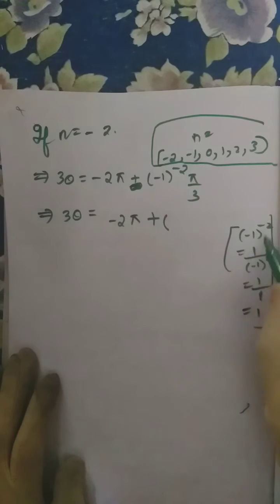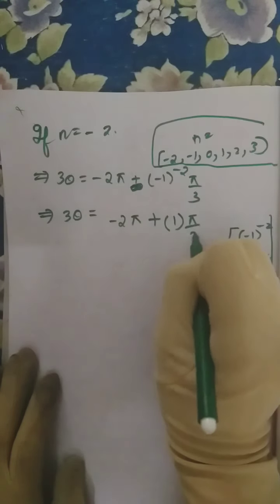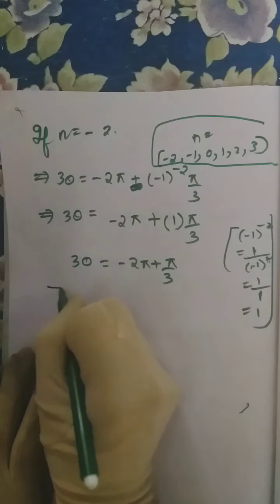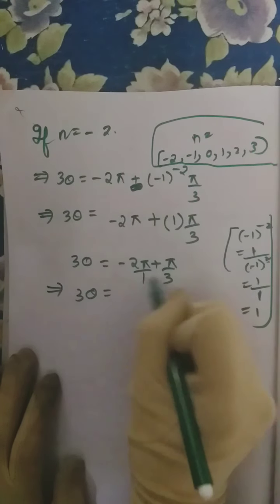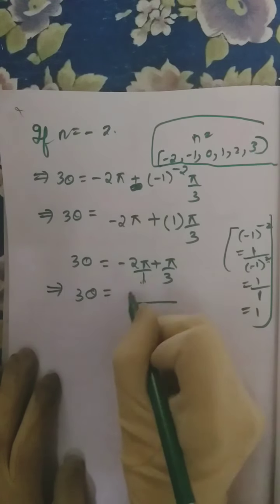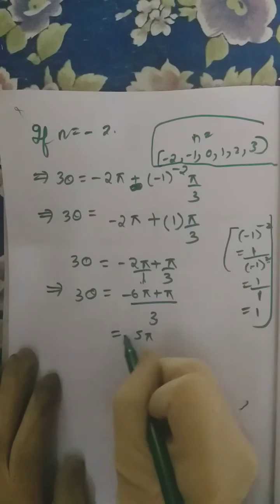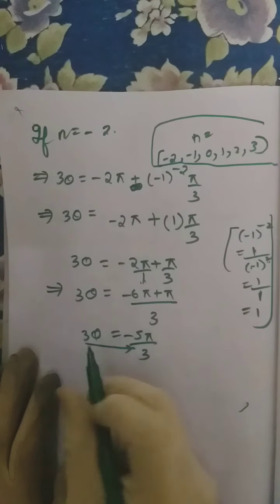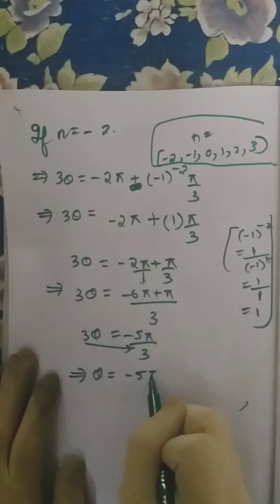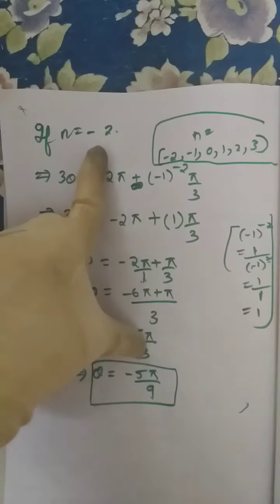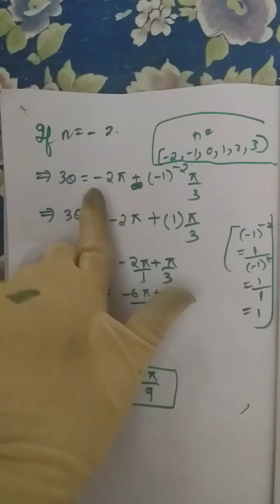So we got minus 1 power minus 2 value is 1. But how did I get this? A power minus n is 1 by a power n, that is positive n. So here I got 1 into pi by 3. So I got minus 2 pi plus pi by 3, that is equal to 3 theta. Solve this: LCM of 3 and 1 is 3. 3 divided by 1 is 3, 3 into 2 is 6. Minus 6 pi plus pi is minus 5 pi by 3. So now take this 3 down. Theta will become minus 5 pi by 9. So the first value of theta I got is minus 5 pi by 9 when I substitute n equal to minus 2 in the general solution of sine.